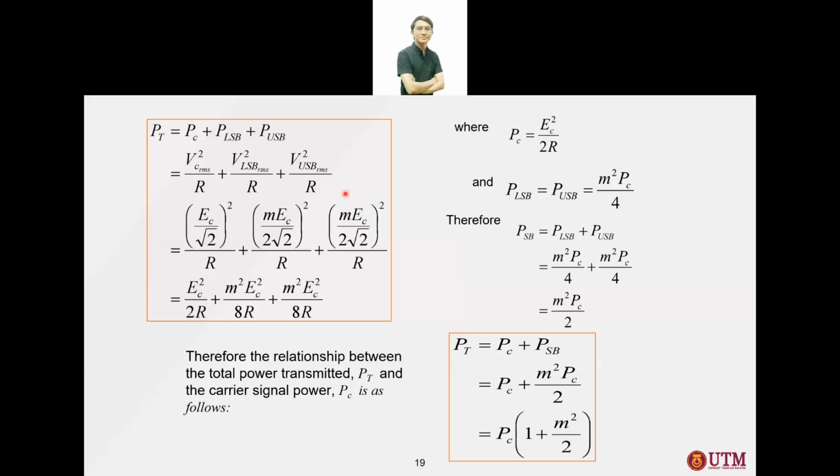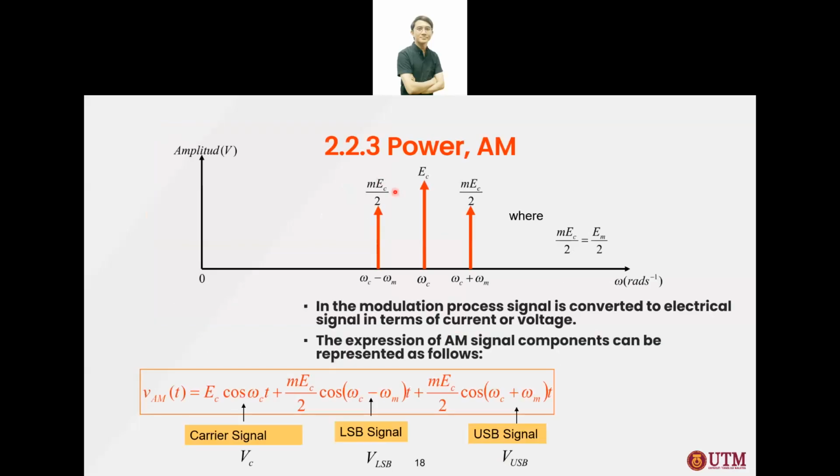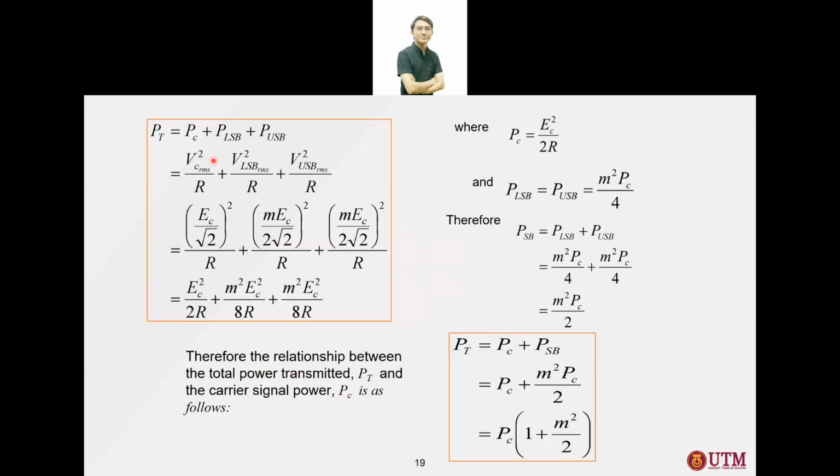Because we are still under double sideband full carrier, meaning we are transmitting both sidebands and the carrier as well. So that's why in calculation of the power, we must consider all components: carrier component, lower sideband component, upper sideband component. For the carrier component, it is VC RMS squared over R. Because this is an AC circuit, we cannot take the maximum value to calculate power. We must take the RMS value.